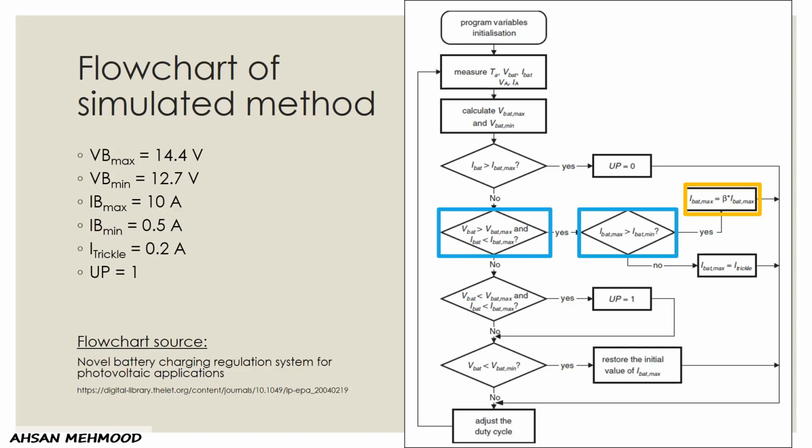If IB max is less than IB minimum, it means battery charging is in the float stage. Therefore, battery maximum current limit will be set to trickle current, that is 0.2 ampere.